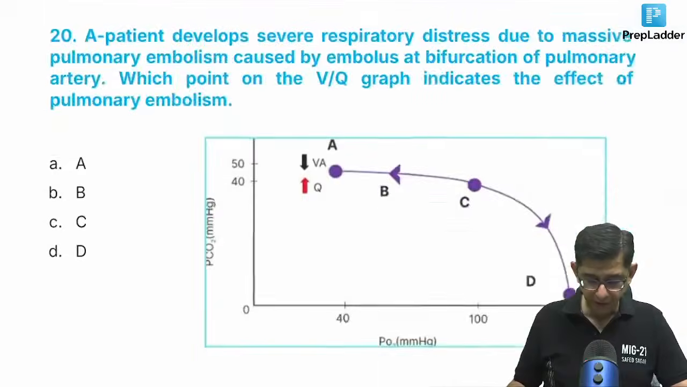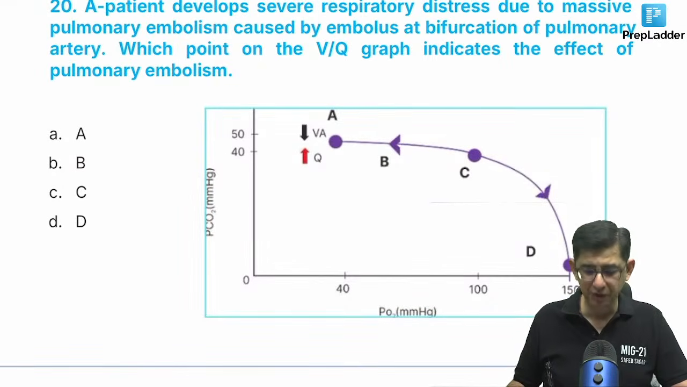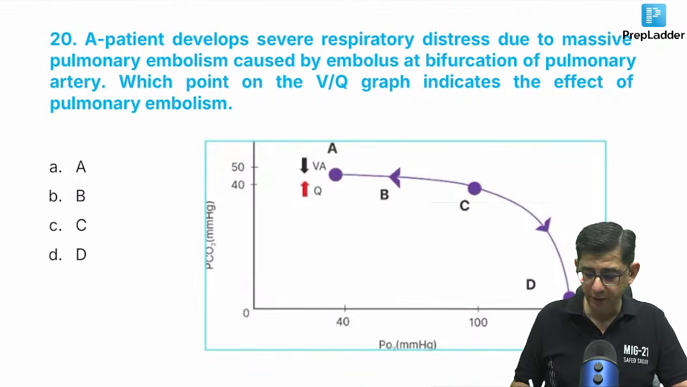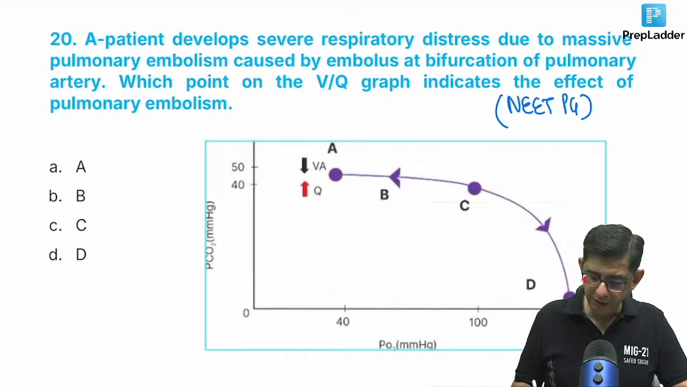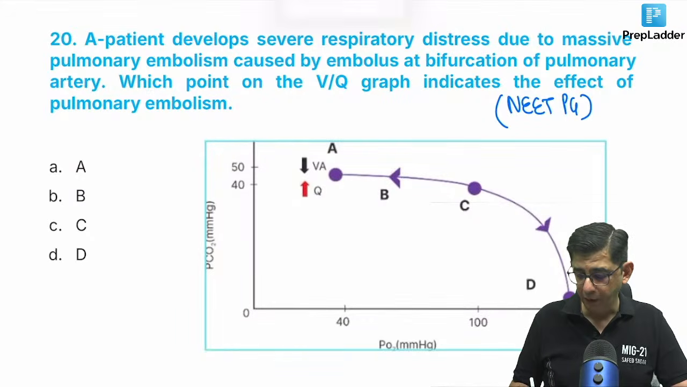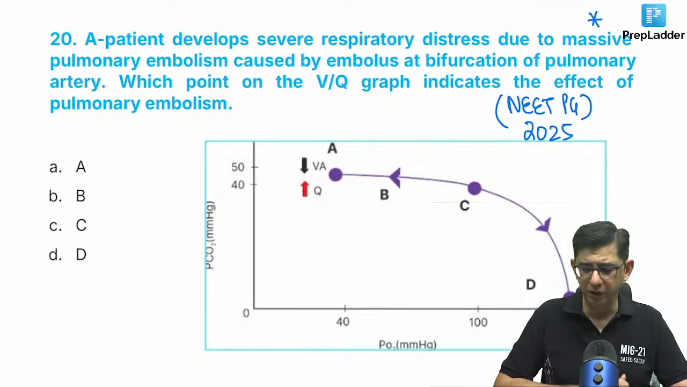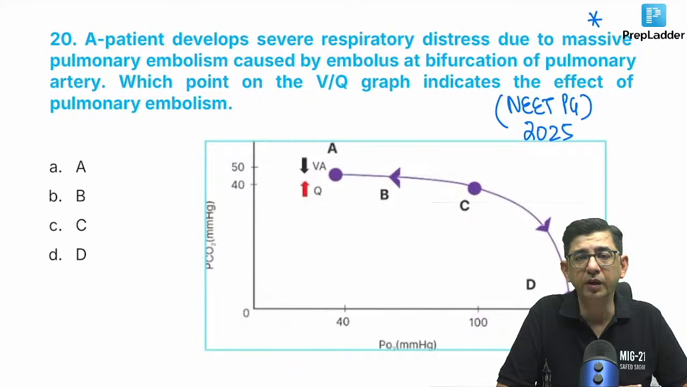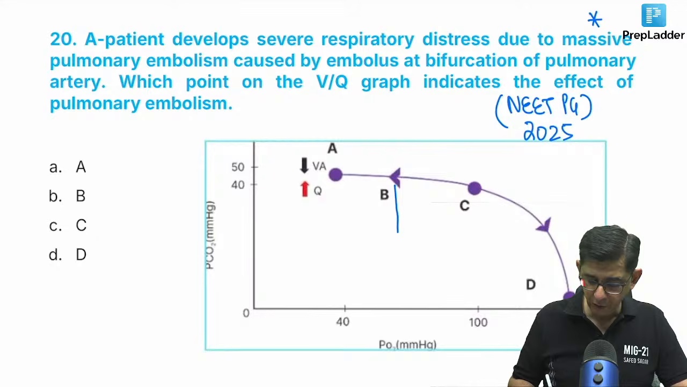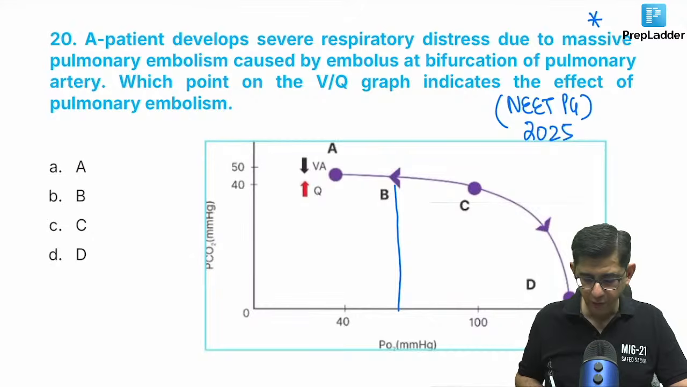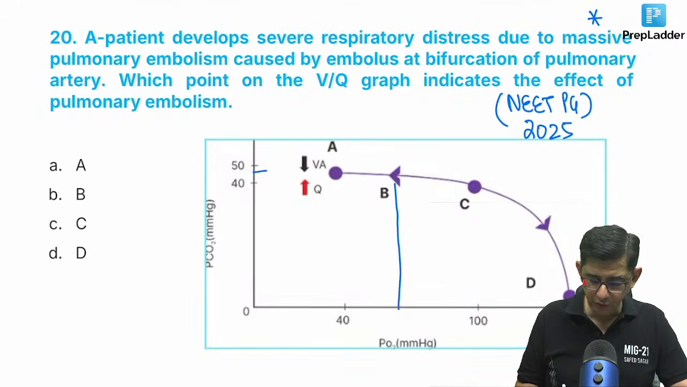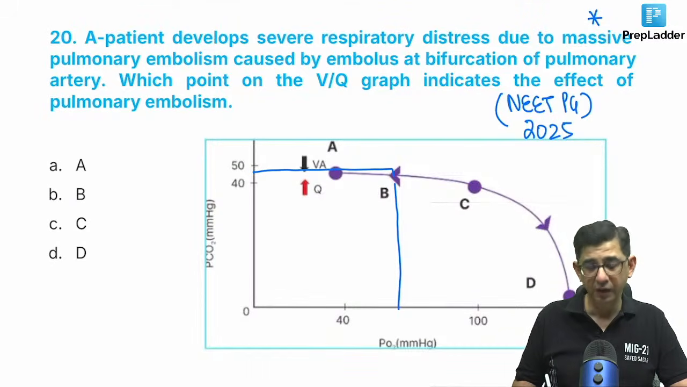Okay, fine. We come to the next question, which is from NEET PG. This is NEET PG 25 only. There was a curve given where he described a case of pulmonary embolism. He has written massive pulmonary embolism, and he asks what is going to be the effect on the ventilation perfusion curve. So I'm going to mention normal here, like 45 is the value of PO2, and PCO2 something like 45. So I can say that this is normal.